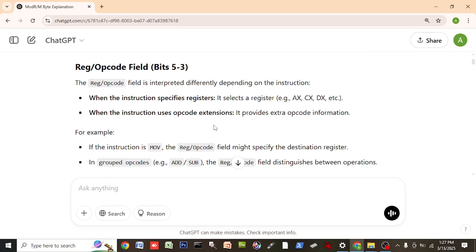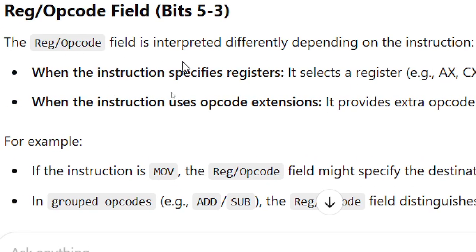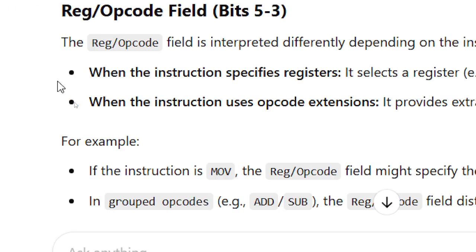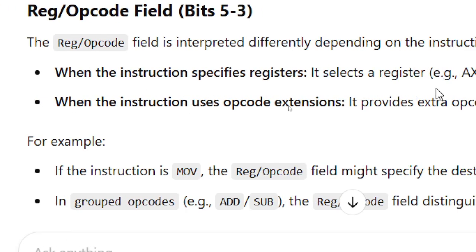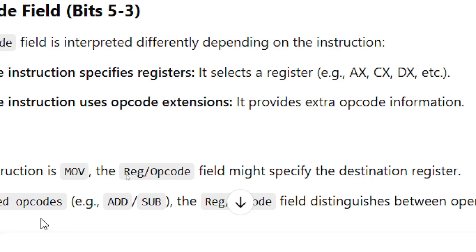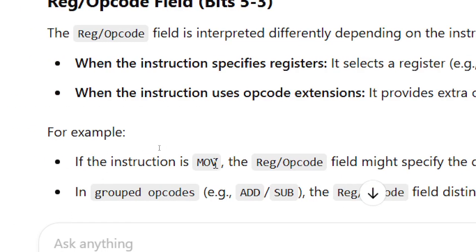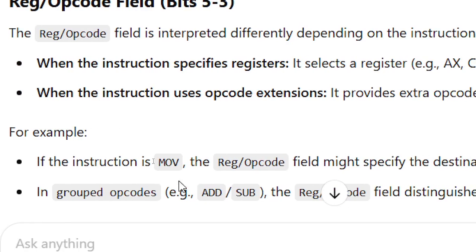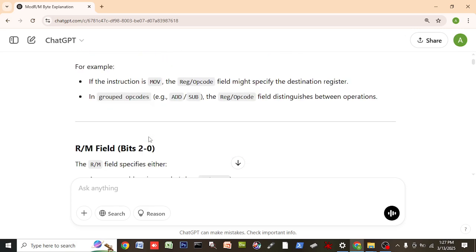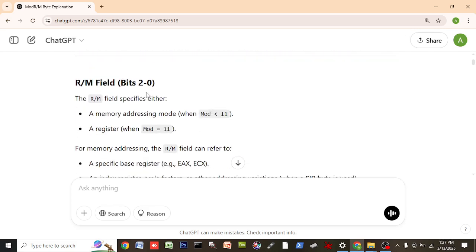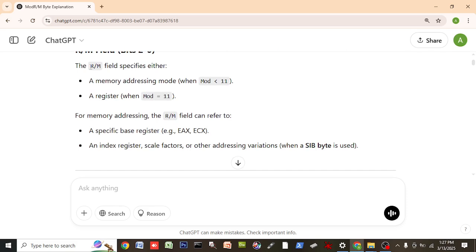The reg/opcode field is interpreted differently depending on the instruction. The instruction specifies a register such as AX, CX, DX. So if the instruction is MOV or ADD, they give you a code. Later on in our example, you can see that, and the RM field, bits 2 to 0, is register or memory.